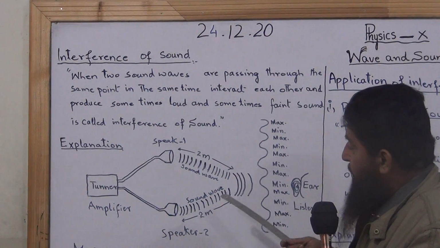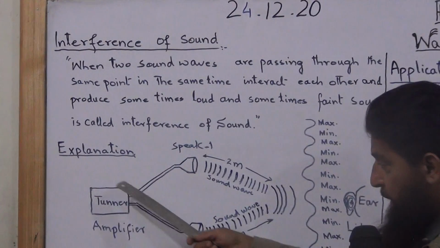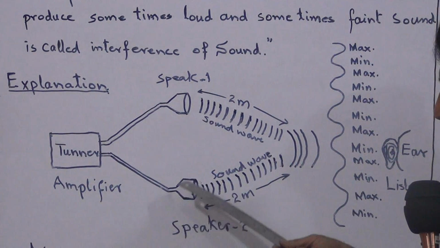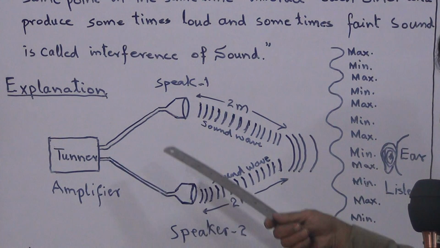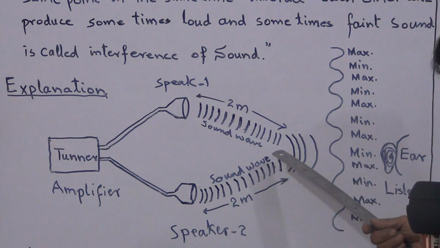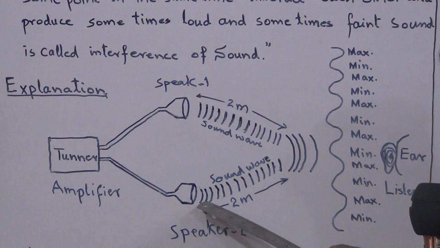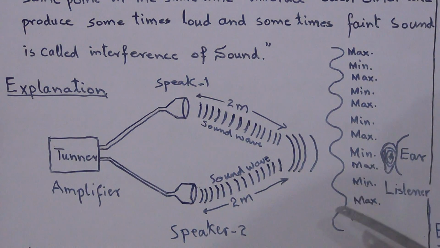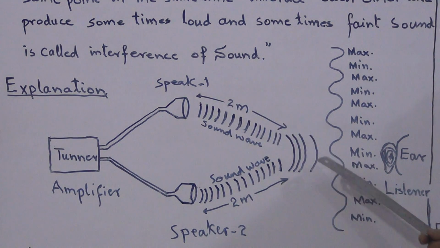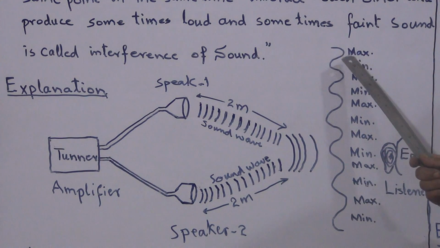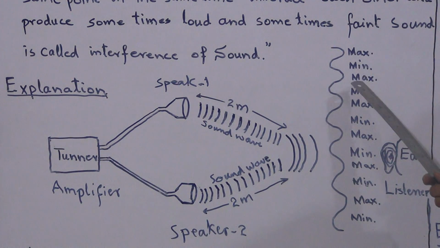Now we will explain it by this example. This one is an amplifier or tuner. We have connected two speakers with the tuner and the same sound waves having the same frequencies are produced by both speakers, and the listener is standing at a distance of 2 meters from the speakers. Sometimes he hears maximum sound, loud sound, and sometimes minimum sound, meaning faint sound.